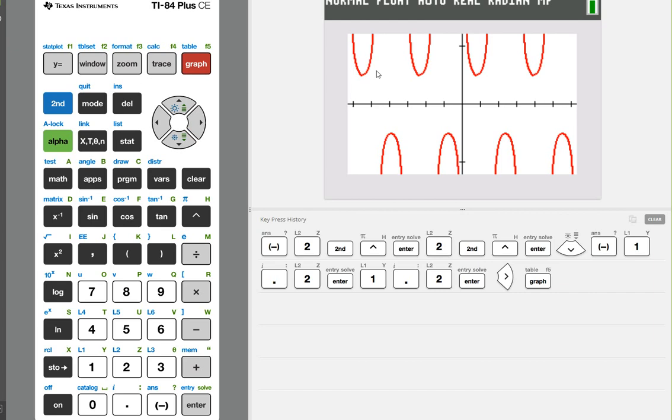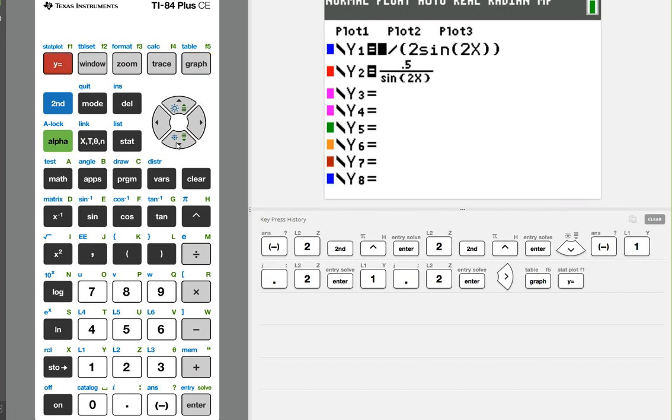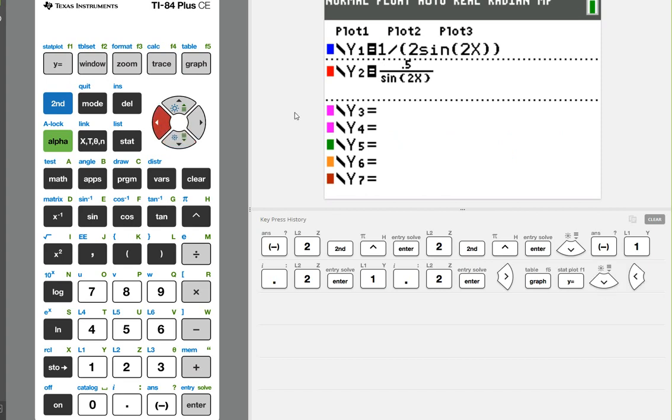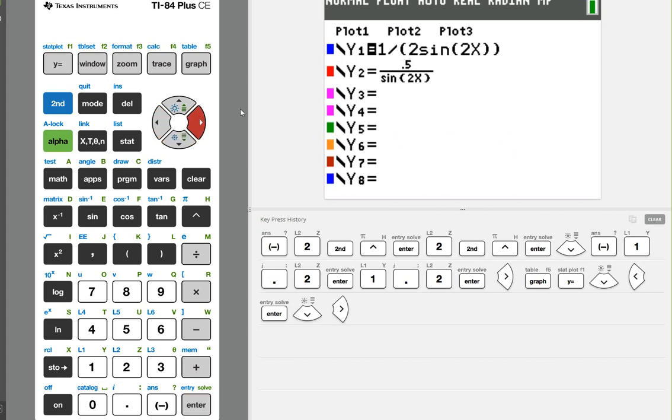All right. And the reason that it switched from blue to red is because I graphed it twice. I don't need to graph it twice. I'll just shut this one off. You can shut off a graph by pressing the enter key with your cursor over the equal sign. Notice the difference in these two.